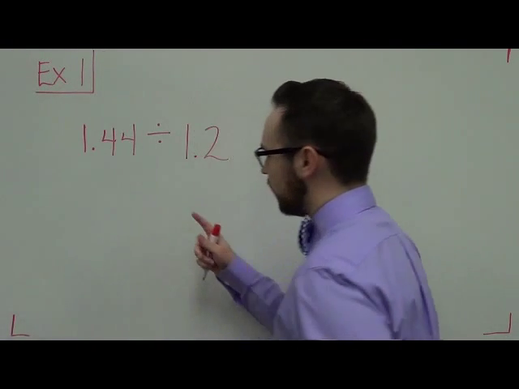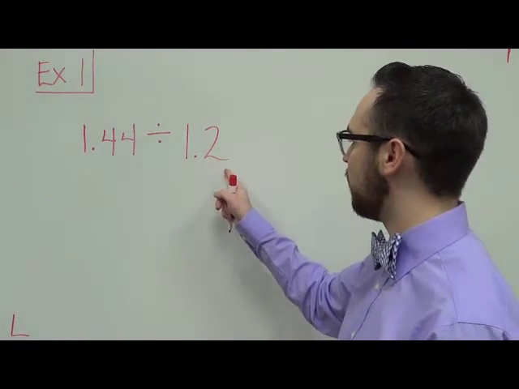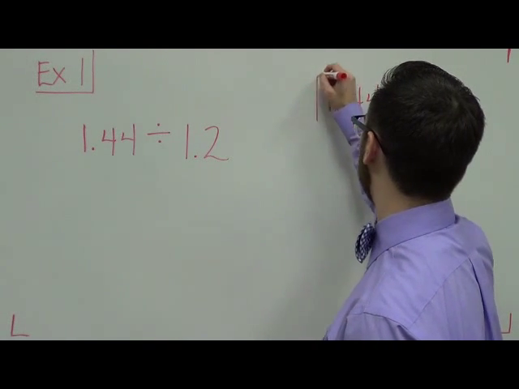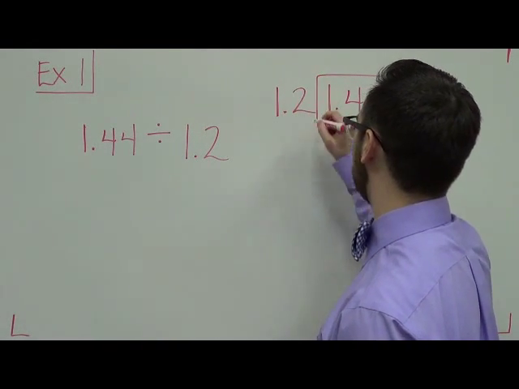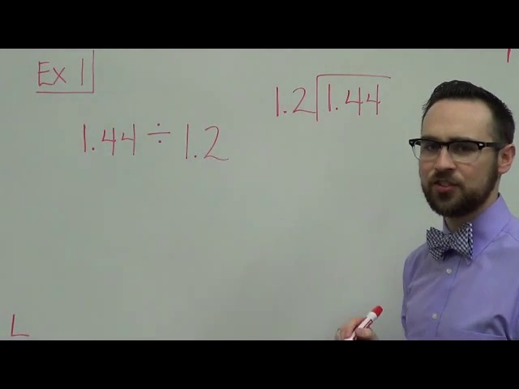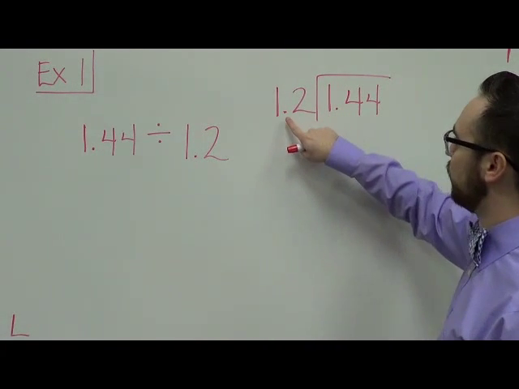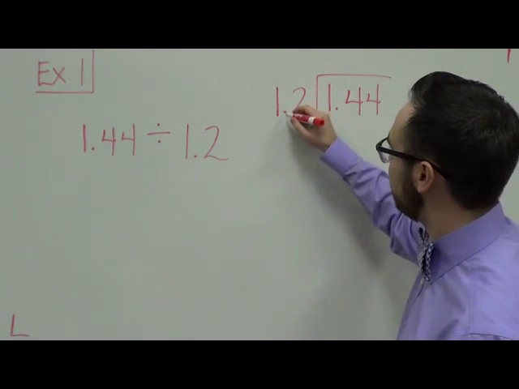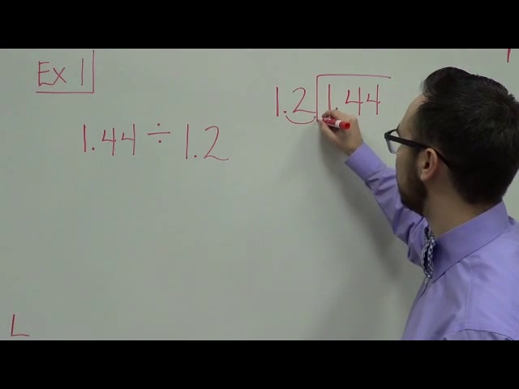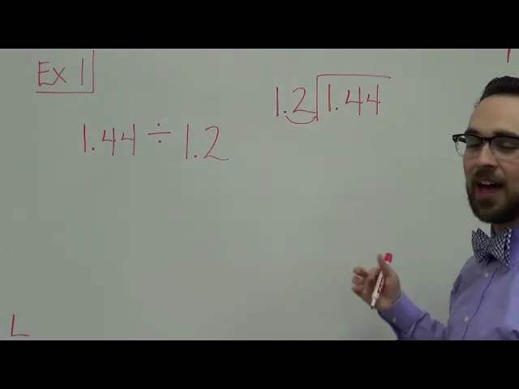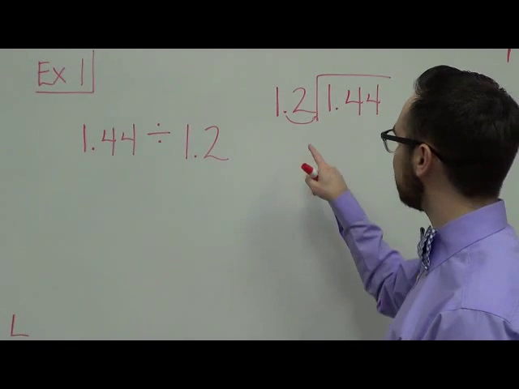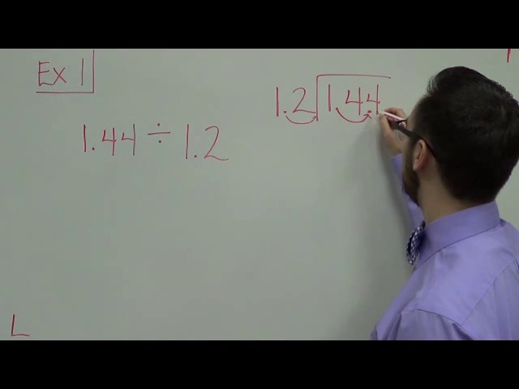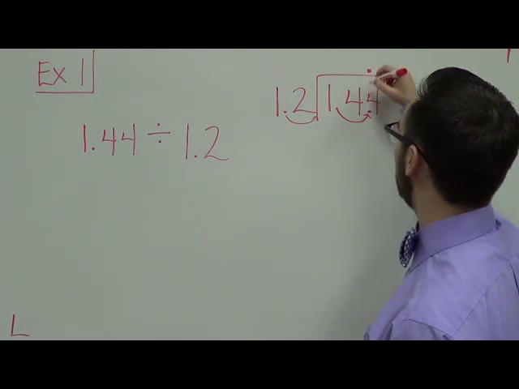Taking a look at this, we have 1.44 divided by 1.2. So again, we write that as we normally would, with the first number on the inside, second number on the outside. Now how this changes is that we have this decimal on the outside and we want to get rid of it. So I figure out how many places I have to move the decimal so it's behind the whole number. And I move the other number the same amount of places. And again, we move that decimal straight to the top.